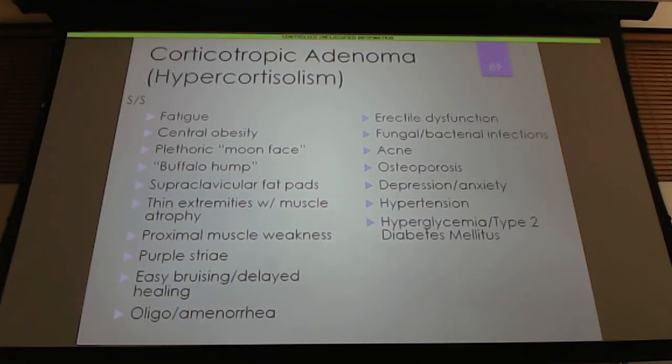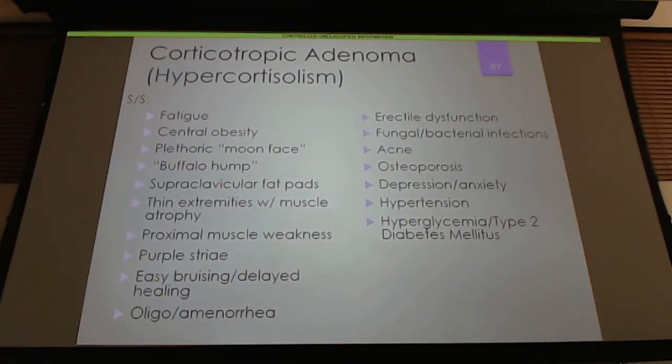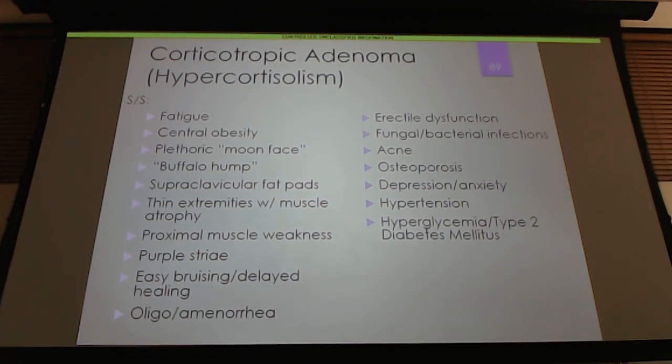So if you have someone come in and you don't lift up their shirt for Cushing's, are you going to be able to see a buffalo hump? Potentially not. Supraclavicular fat pads, maybe not. Bruising, all of this stuff really relies on a really good physical.